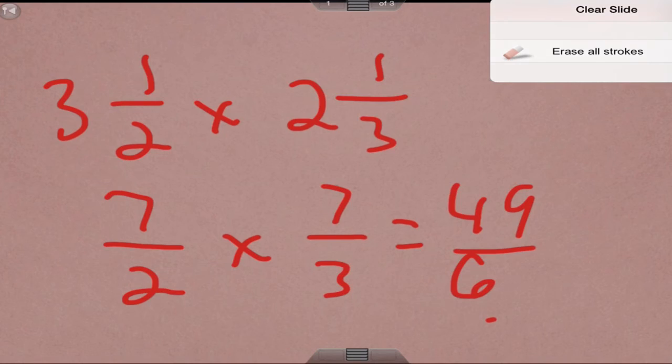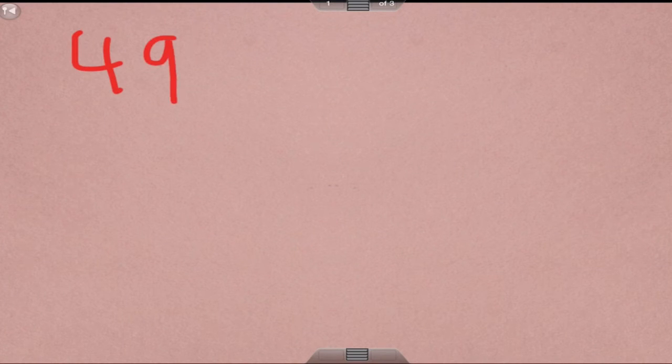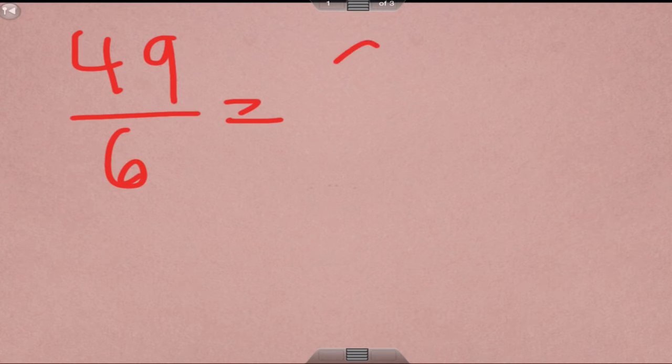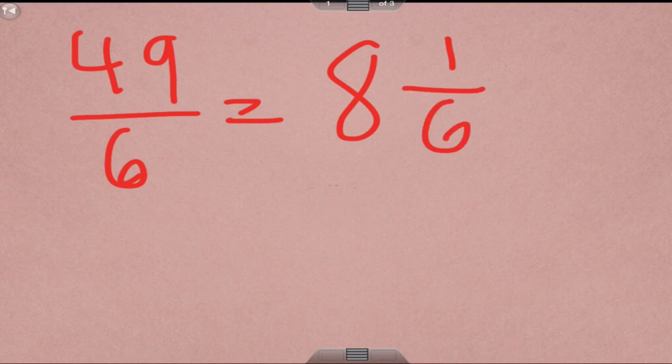Let me get a new slide. So I have 49/6, and I say to myself, how many times does 6 go into 49? That's 8 times. What's left over? Well, 6 times 8 is 48, so I have 1 left over. So it's 8 and 1/6 is that answer.